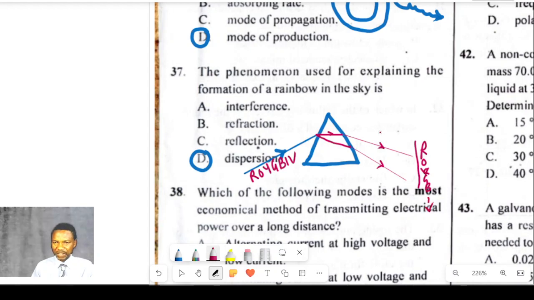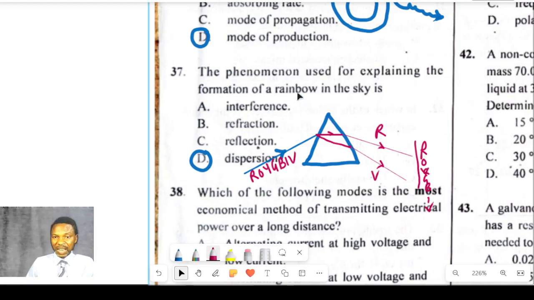So which one is the fastest? Red. Which one is the slowest? Violet. Okay, so this splitting of white light into the different color spectrum is called dispersion. This is what a raindrop does to the light from the sun in the sky. I will call it a rainbow.